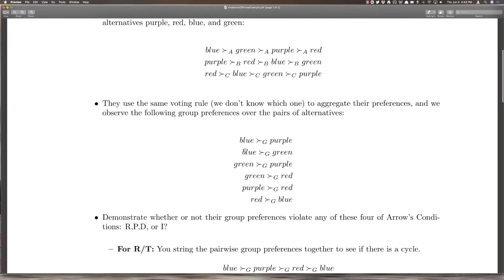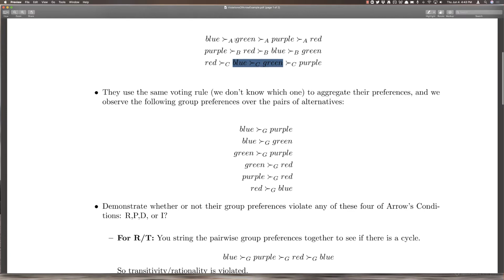Now, is it the case that everyone prefers blue to green, or maybe everyone prefers green to blue? Let's see. This person prefers blue to green. Person B prefers blue to green, and person C prefers blue to green. So everybody prefers blue to green. So that's one option we can check.